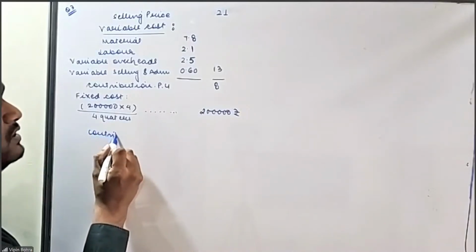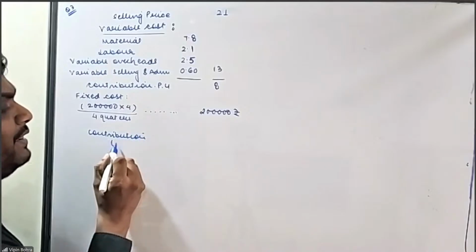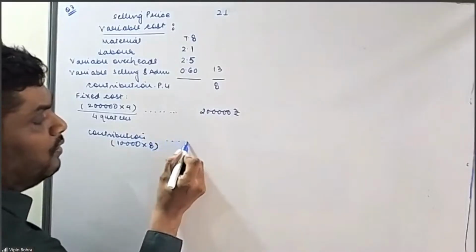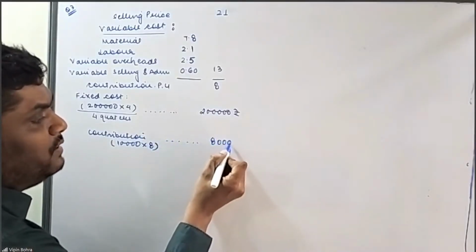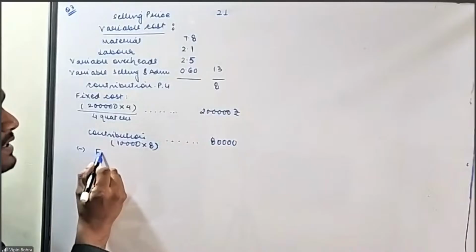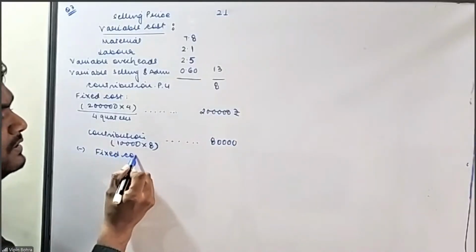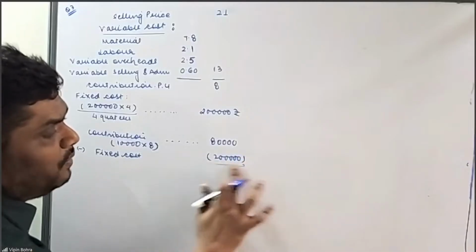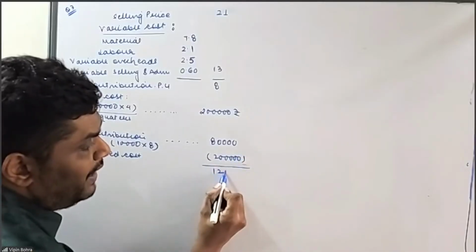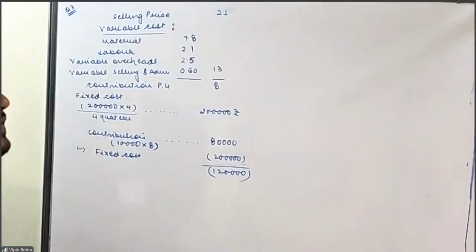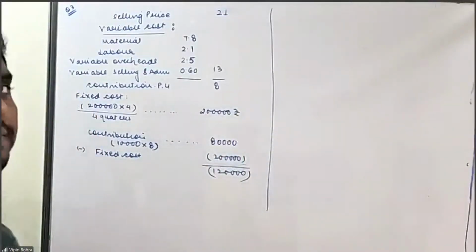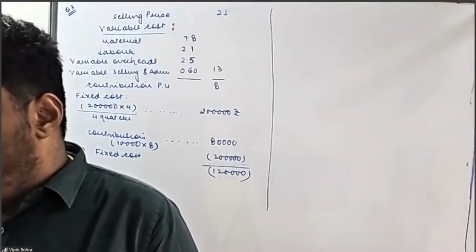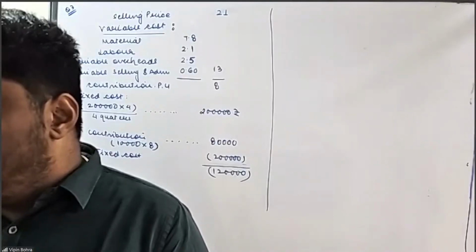The total contribution will be how much? 10,000 units were manufactured into 8. So my contribution will be 80,000. My fixed cost, I have already calculated, that is 2 lakh. So there will be a loss of how much? 1,20,000 rupees. Anyone having any doubts till now? You guys can tell me. Waiting for your answers. Anyone having any doubts or queries?